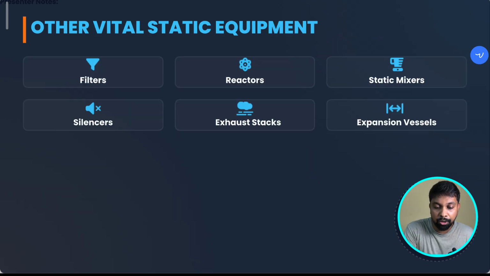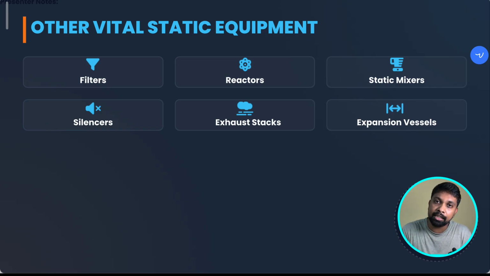As I previously told, the most vital static equipments are filters, reactors, static mixers, silencers, exhaust stack, and expansion vessel. Here you can see these two things, the reactor and the static mixer. These have some moving parts like agitators. Most reactors have agitators. The static mixer, 99% has its agitator. But why do we consider it a static equipment? It is not a rotating equipment. It has a rotating part, right? Why are we not considering it a rotating equipment?